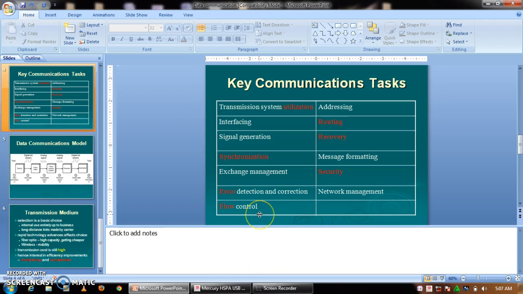Addressing next is addressing and routing. So a source system can indicate the identity of the destination, and can choose a specific route through the network.